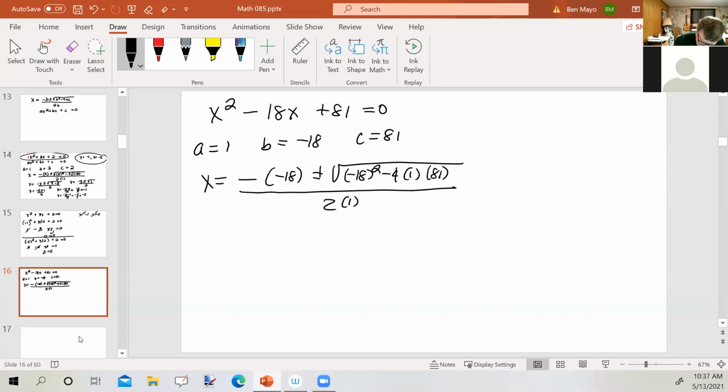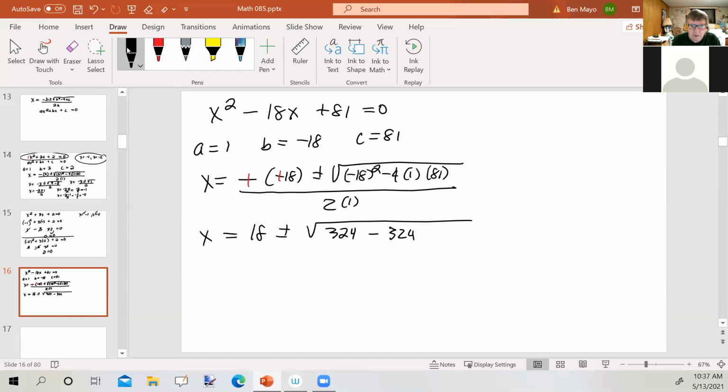Simplifying the arithmetic, x equals negative times negative would be +18 plus or minus the square root of, let's see, -18 times -18 is +324 minus 4 times 1 is 4 and 4 times 81 is 324.